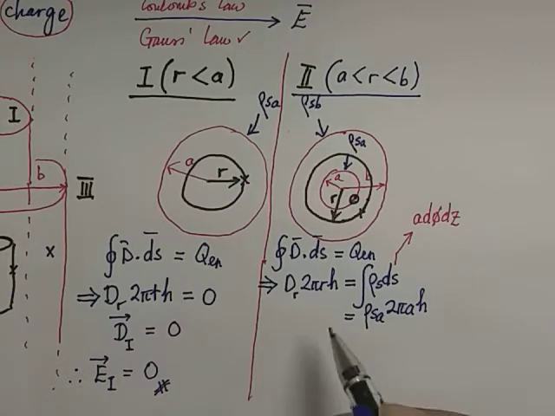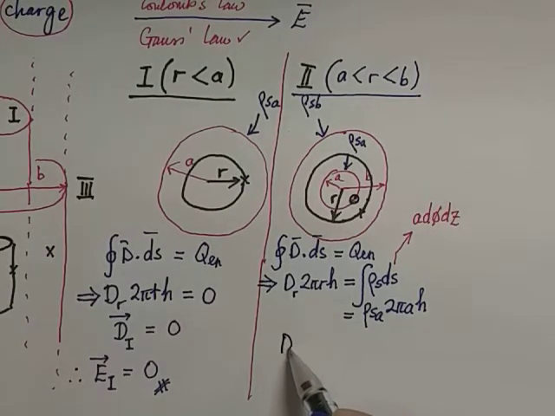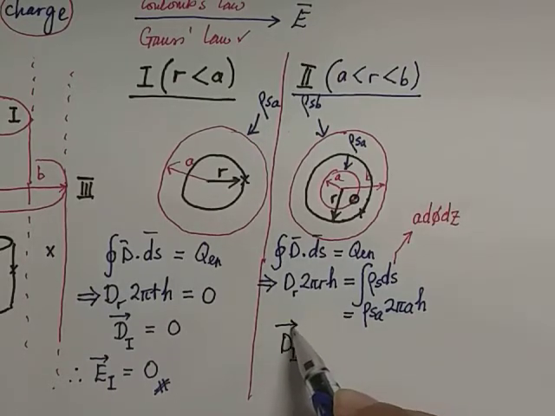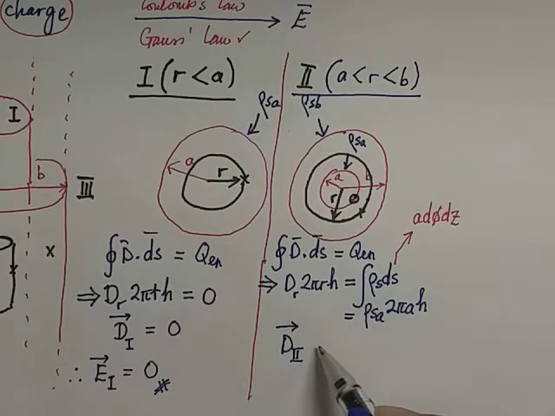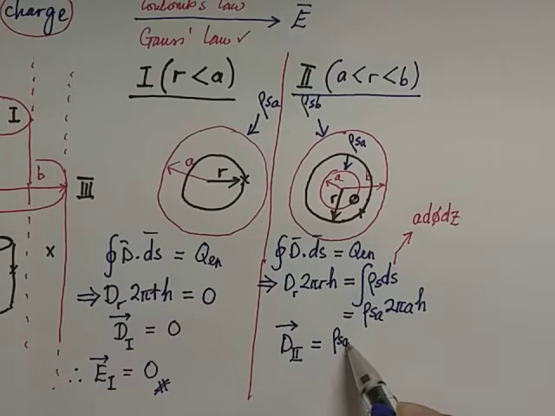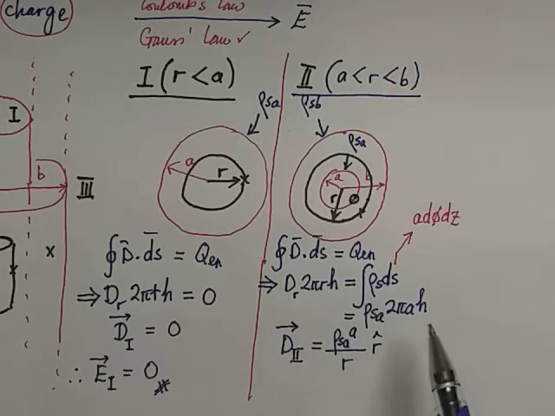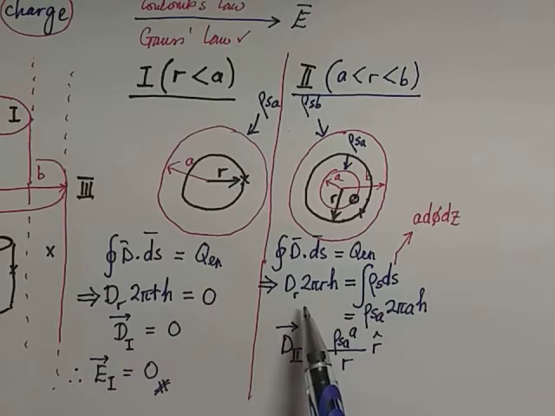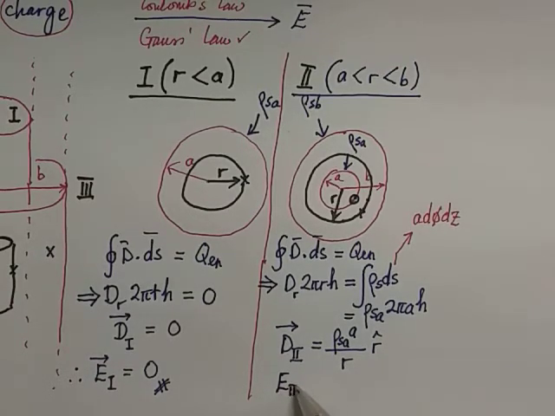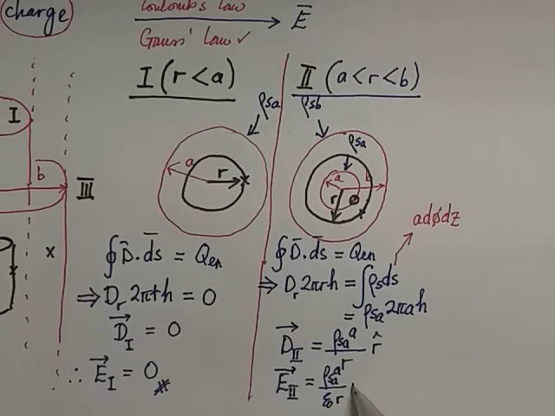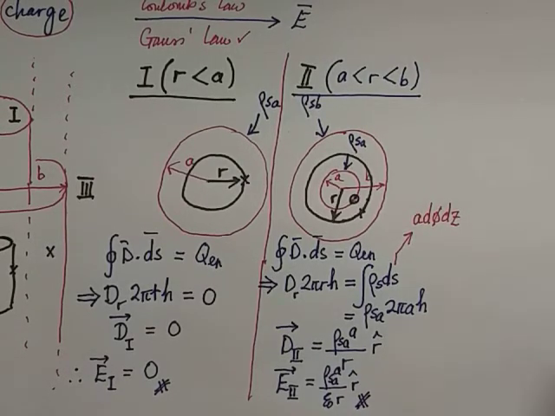And then we can simplify the mathematics. I'm going to make it easier by saying D2 now, indicating the electric flux density in region number 2, should be equal to rho SA divided by r, in the r direction. Because the 2 pi h can be cancelled out, since we have 2 pi h on the left and also 2 pi h on the right. And remember the E should be equal to D over epsilon naught, because we are dealing with free space, so E should be equal to rho SA divided by epsilon naught r in the r direction. That should be our second solution.